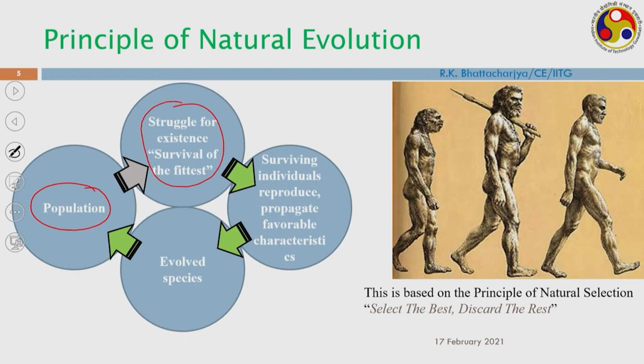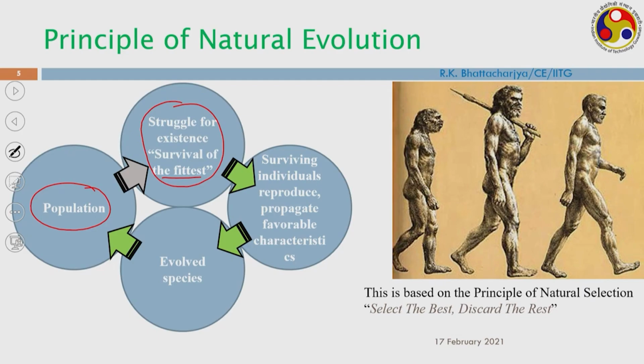So, struggling for existence, and we call it survival of the fittest. So, what will happen, this population is struggling and the fittest will survive. Okay. So, this is the natural law basically, the fittest will survive and those who are not fit, they will be eliminated from this process.